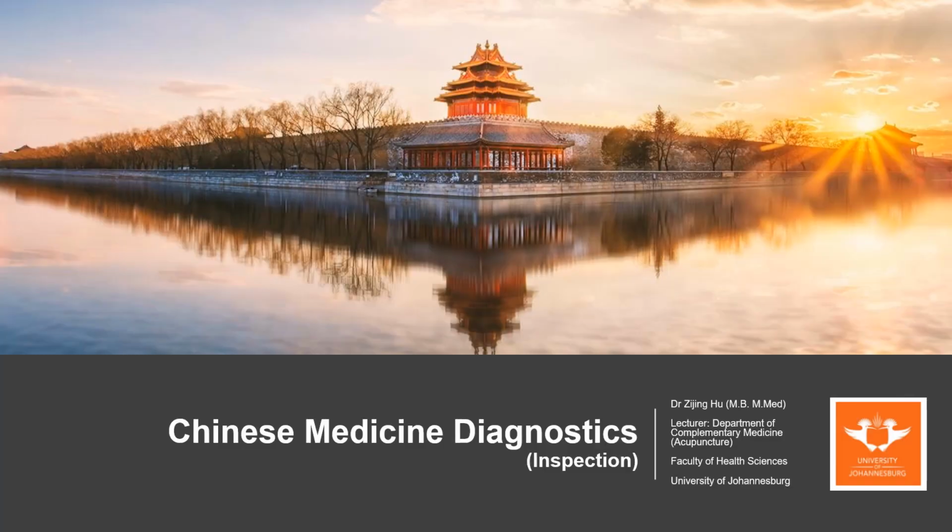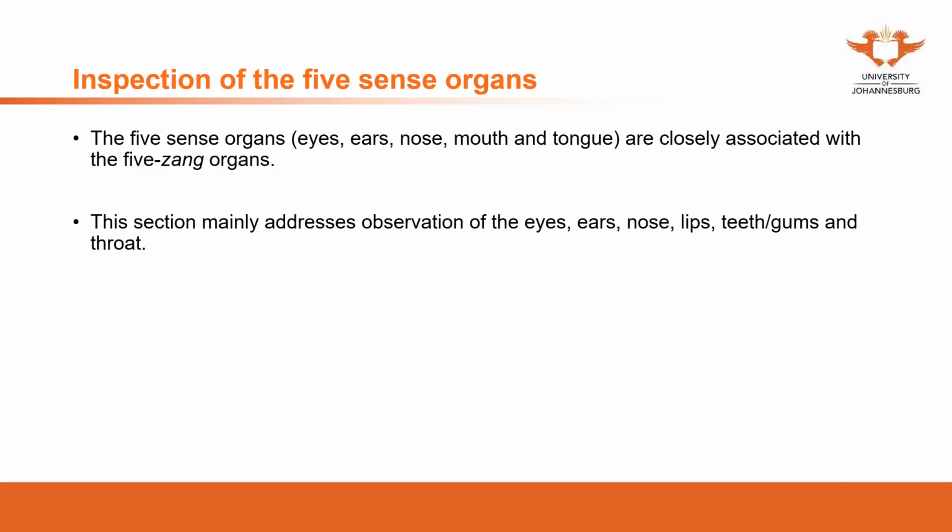Hello everyone. In this video, we are going to talk about the inspection of the five sense organs. The five sense organs refer to the eyes, ears, nose, mouth, and tongue. Also, because when you observe the mouth and tongue, you can also see the teeth and throat, in this session we talk about the inspection of the eyes, ears, nose, lips, teeth, and throat, as well as the gums.